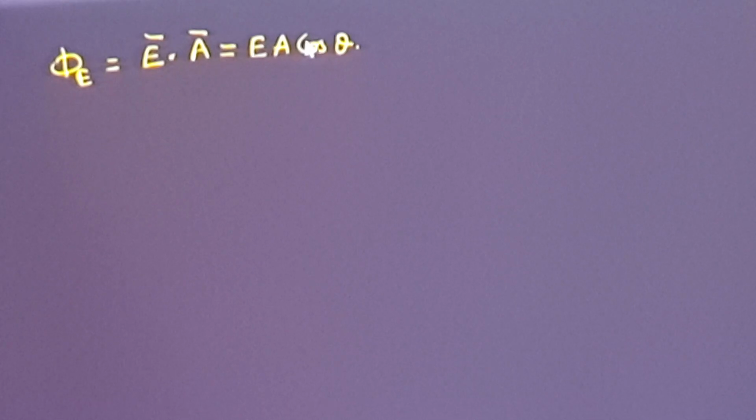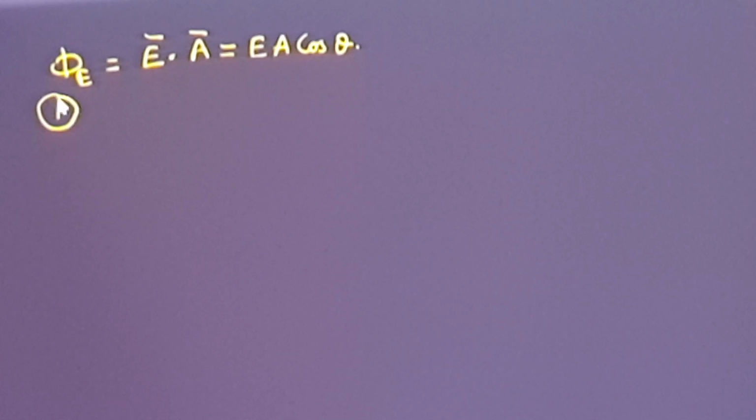Welcome students. In the last video, while studying the electrical flux in the case of a uniform electrical field, I got the expression for the flux as phi of E is equal to E vector dot A vector, and the magnitude is given by E into A into cos theta. That I have represented with two special cases.